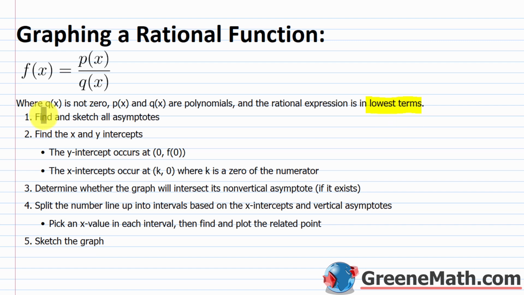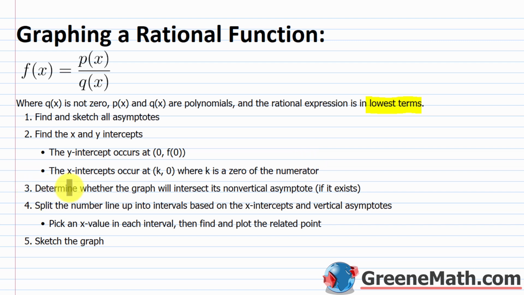So the first thing you want to do is find and sketch all asymptotes. The second thing is to find the x and y intercepts. We know that the y-intercept would occur at (0, f of 0), and the x-intercepts would occur at (k, 0), where k is a zero of the numerator. In other words, you're taking the numerator, setting it equal to 0, and solving. The solutions there would correspond to x-intercepts.